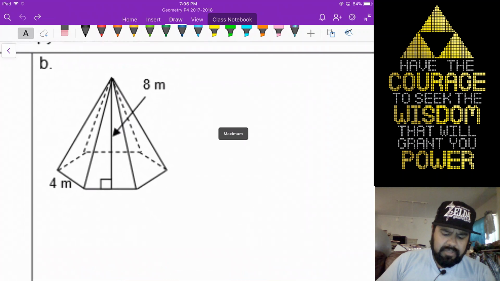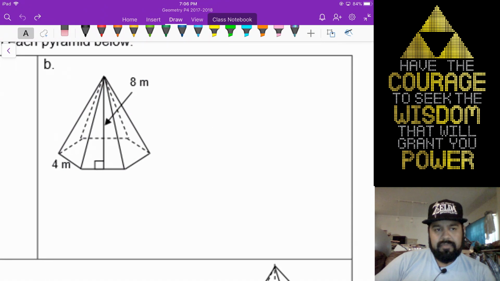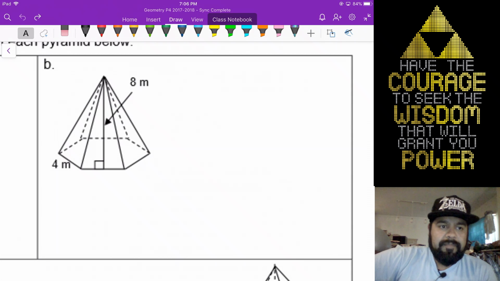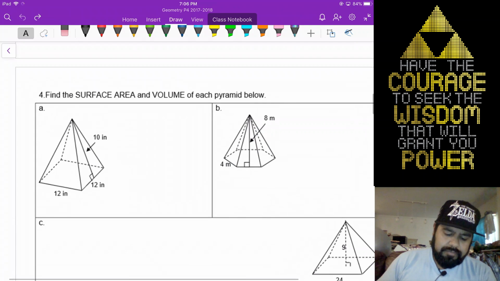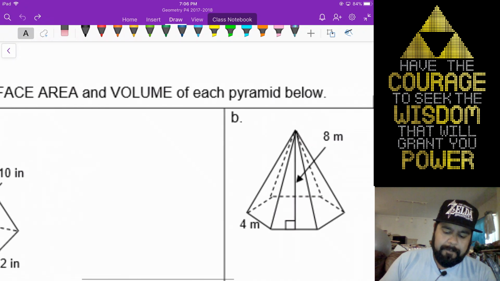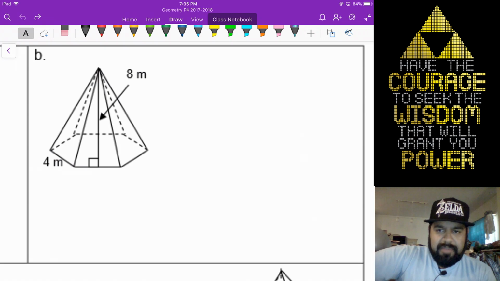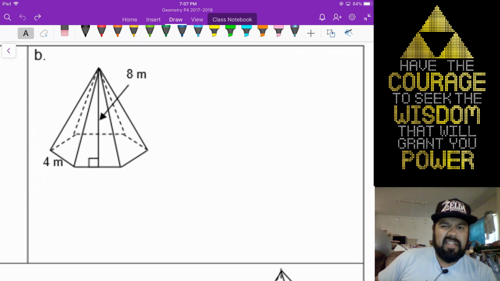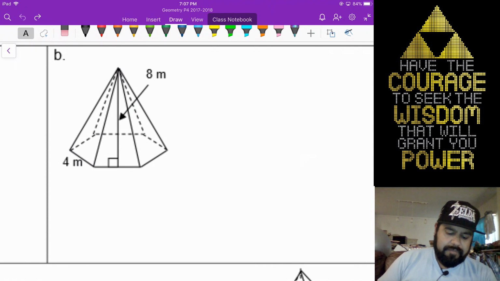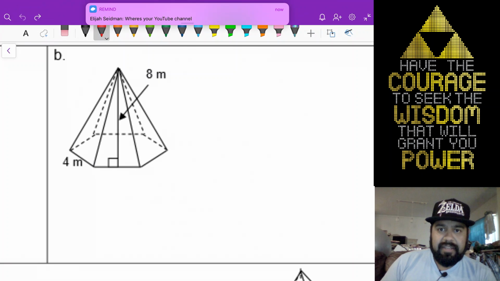So we're looking at a pyramid of a sort, and this pyramid has a base of a hexagon. So we're asked to find the surface area and volume. Now I will apologize in advance for the box being small. Not a lot of room, I understand. So let's go ahead and tackle this. Now let's start with the surface area. Surface area requires that we figure out the lateral area.